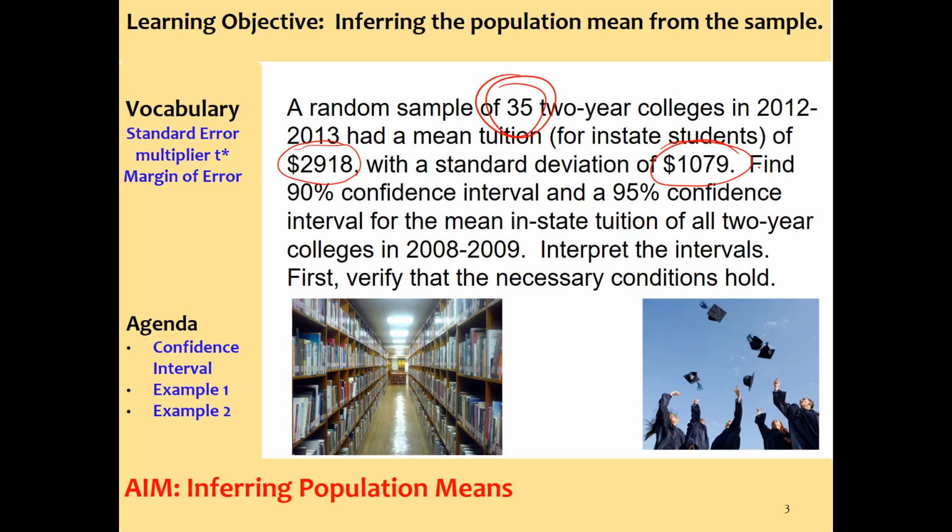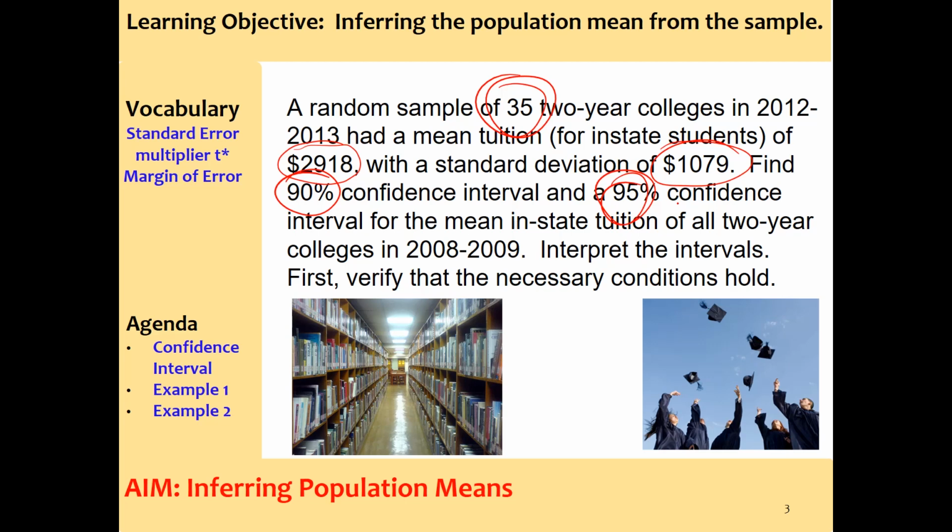The sample mean X bar is 2918, and 1079 is S. Find the 90% confidence interval and the 95% for in-state tuition for all two-year colleges in 2008-2009, and interpret the intervals. But first, they want us to verify that the necessary conditions hold.